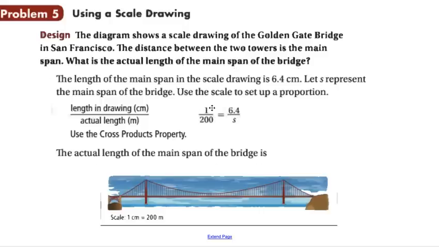So 1 is to 200, that is our scale, that was given in the drawing down here. 1 centimeter is 200 meters, so pay attention to your units. And then we measured 6.4 centimeters, so that's going to go on the top, 1 centimeter and 6.4 centimeters, 200 meters to S meters. And then if we use our cross product, we get S is equal to 1,280 meters.